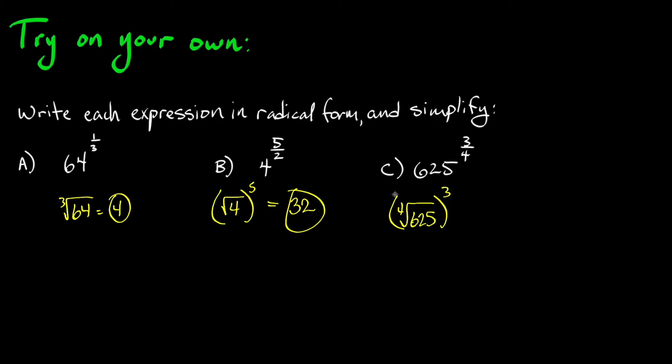4th root of 625, it's fine that a lot of you don't know that that's 5. Almost every one of our answers is really just going to be like 1, 2, 3, 4, or 5. Unless it's square root, and then you know a lot more of those. So 5 cubed would be 125.